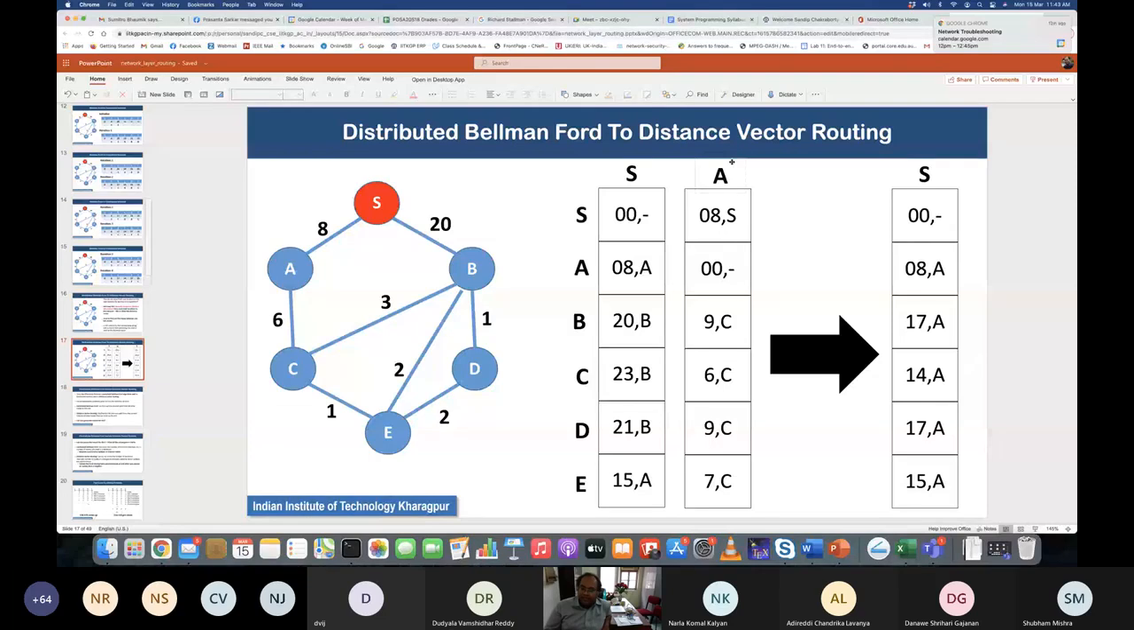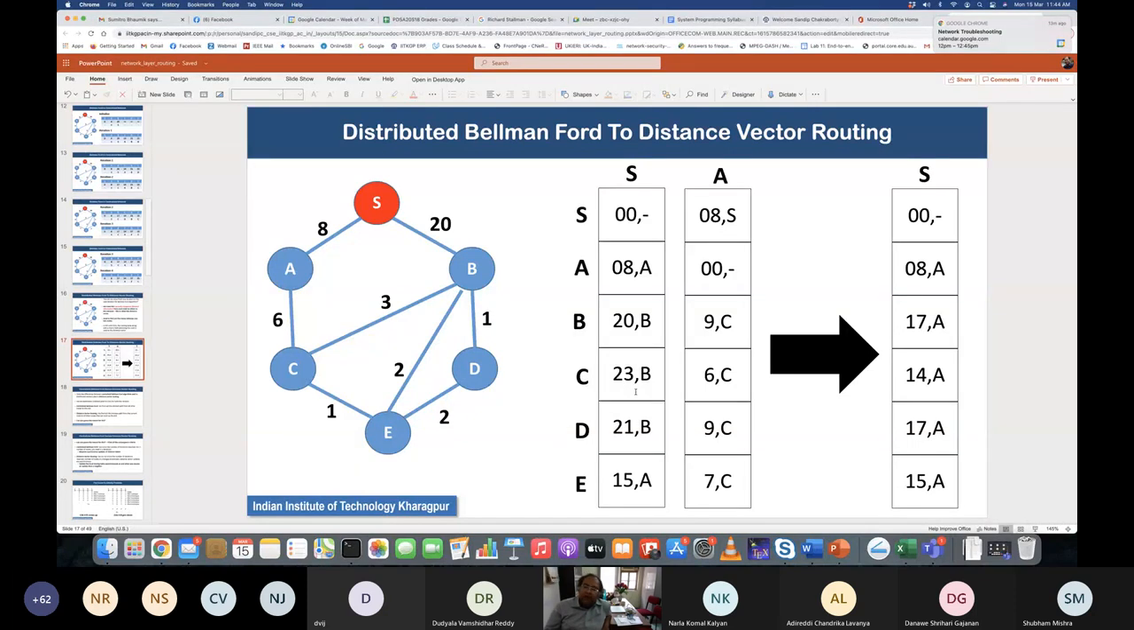Similarly for C, the earlier cost was 23. Now, A announces that it has a path to C with a cost of 6. S observes that S had a path to A with a cost of 8. So 8 plus 6 equals 14, which is less than 23. So you can update your cost as 14 by choosing A as the next hop.